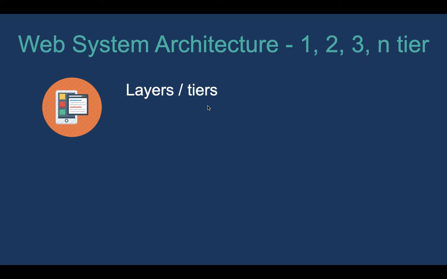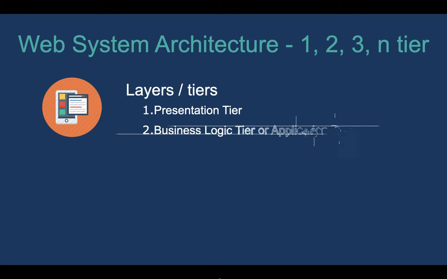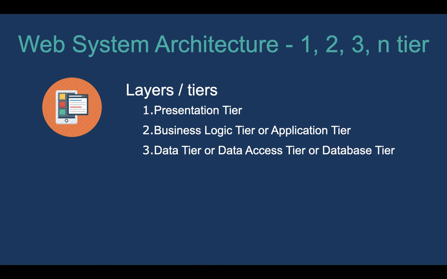So what I said just now is that every software can have up to 3 layers in it, where the first layer is called presentation layer, also called presentation tier. The second one is called business logic tier or application tier, and the third one is called data tier, also called data access tier or database tier. Now what are these 3 tiers? What does each of them do? Whatever I'm going to explain over here is similar to the concept of front end and back end which I told you just now.